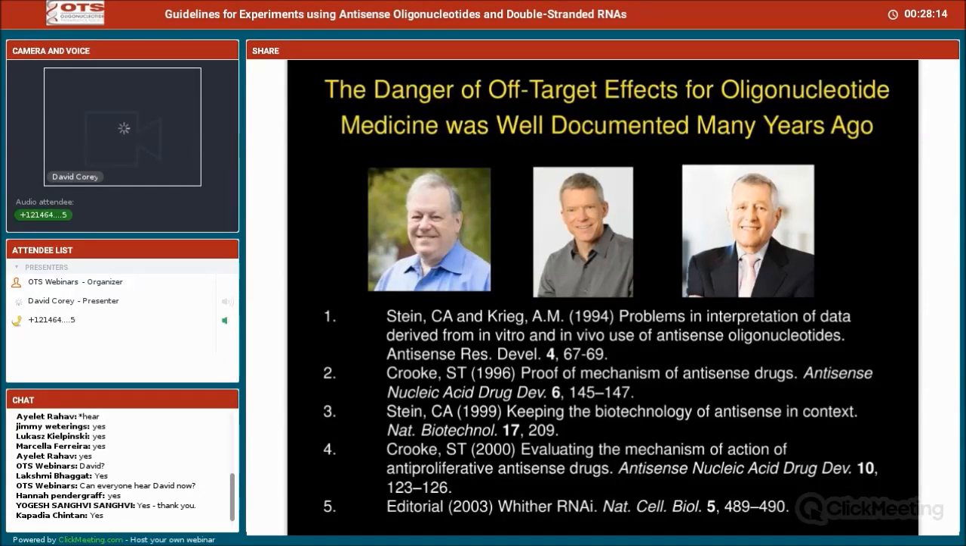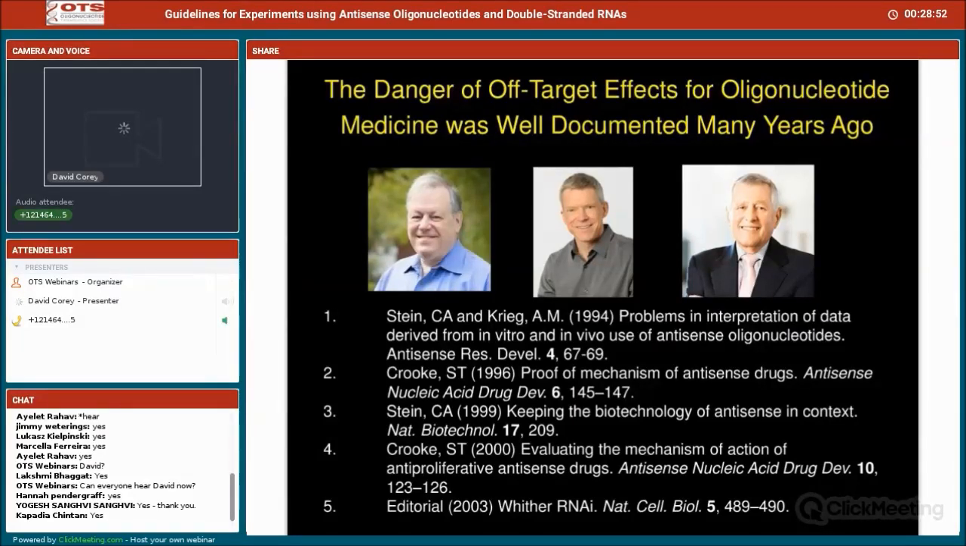there was a journal called Antisense Research and Drug Development. It was the forerunner of today's Nucleic Acid Therapeutics. And I had the benefit of being able to read reviews and commentaries from some of the great pioneers of our field. Up here you have Cy Stein, Art Krieg, and Stan Crooke. And these are all commentaries that I've posted here that are as valuable to read today in 2018 as they were when they first came out 20 or more years ago.